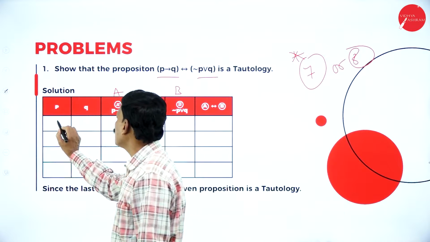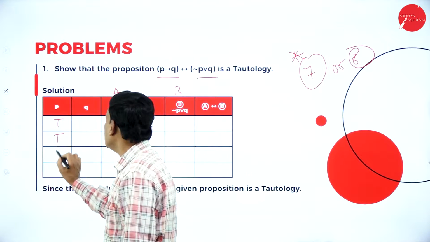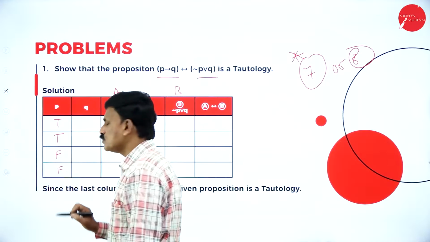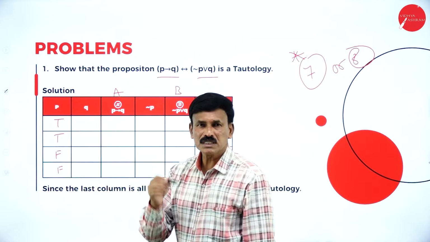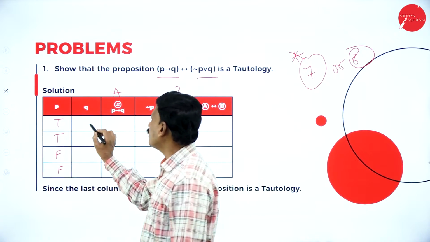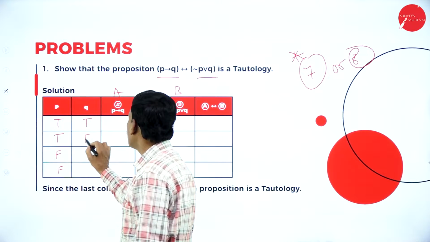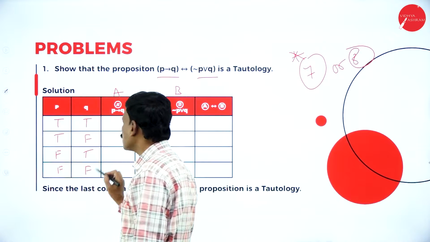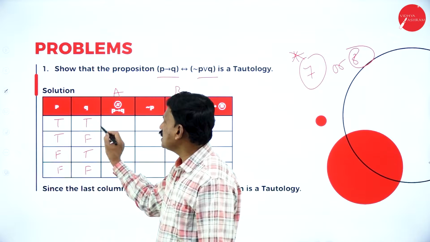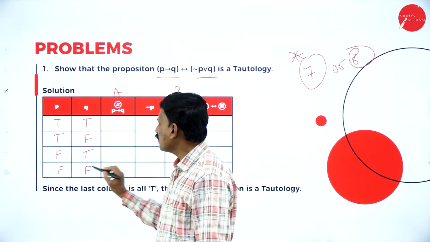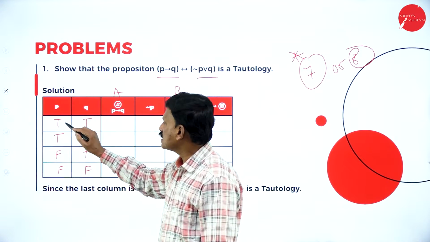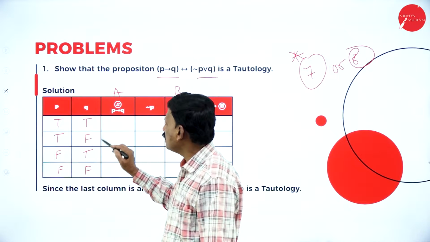So, the truth values for P are as usual T, F, and for Q it is alternately true, false. These are the possible combinations: TT, TF, FT, FF. So, our easiest method is TT, TF, FT, FF.